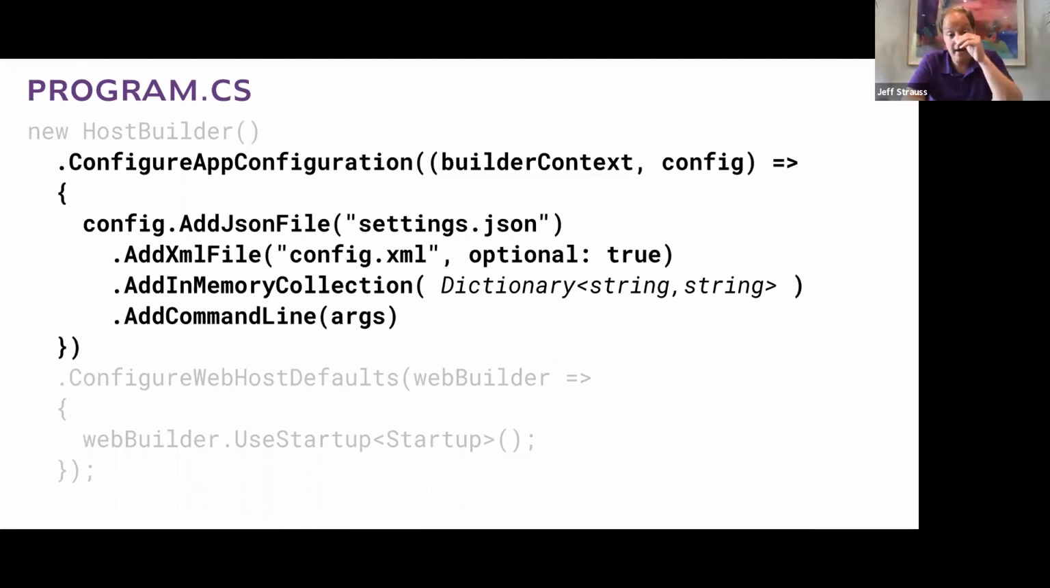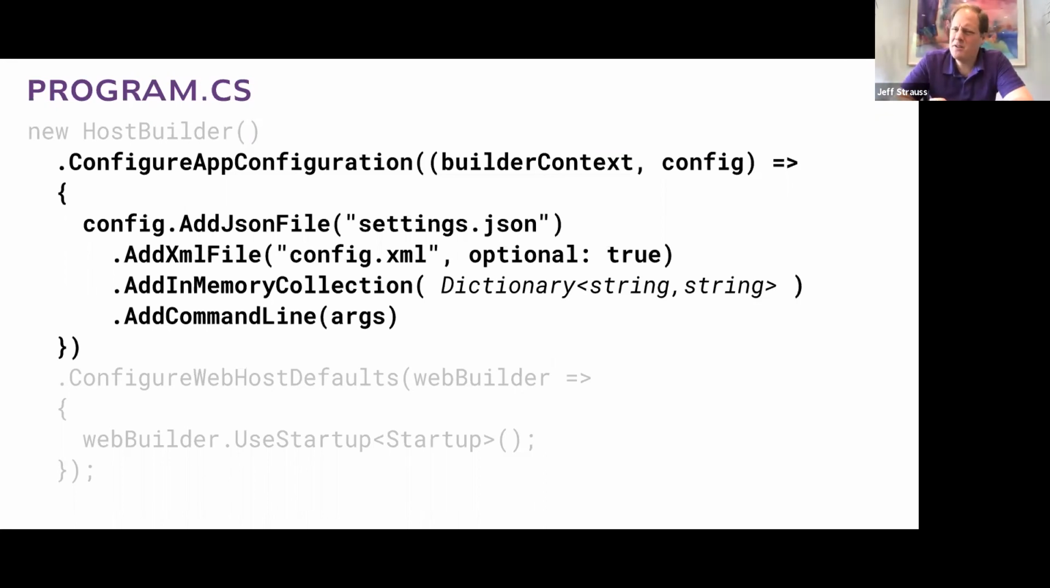I can add a JSON file here, and if instead of appsettings, I just want to call it settings.json, that's fine. I can add that JSON file and read configuration settings from there. I can add XML files. So if I really miss web.config and I want to see something that looks and feels like web.config, I can have a config XML file or call it whatever I want. That file, as with any of these, can be optional or not. And I can read from there.